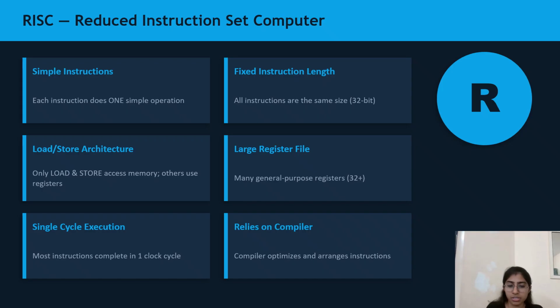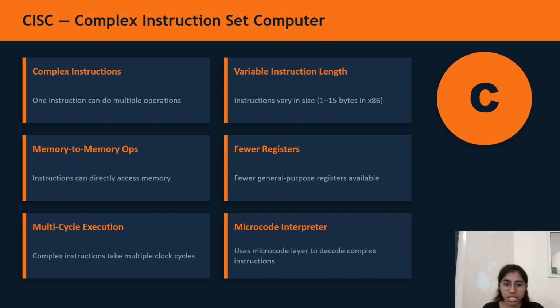Now we will learn about CISC. CISC stands for Complex Instruction Set Computer. Unlike RISC, the philosophy of CISC is do more with fewer instructions. One single CISC instruction can perform multiple operations at once. Here are the six key principles of CISC.